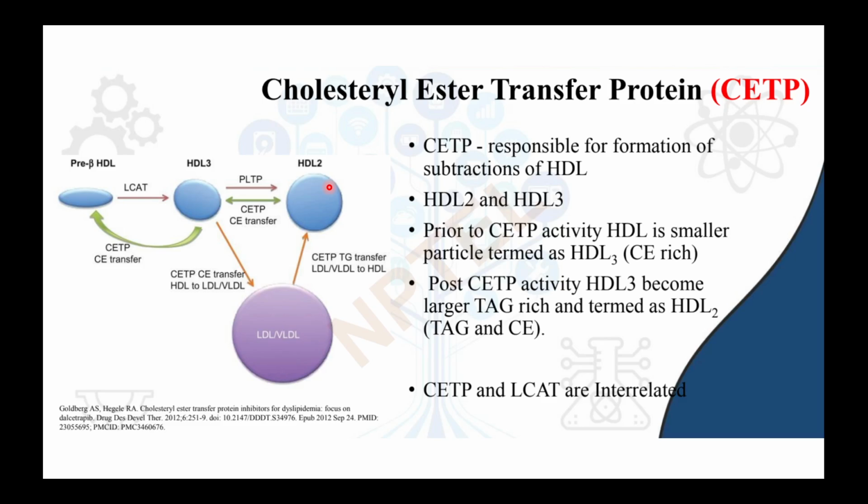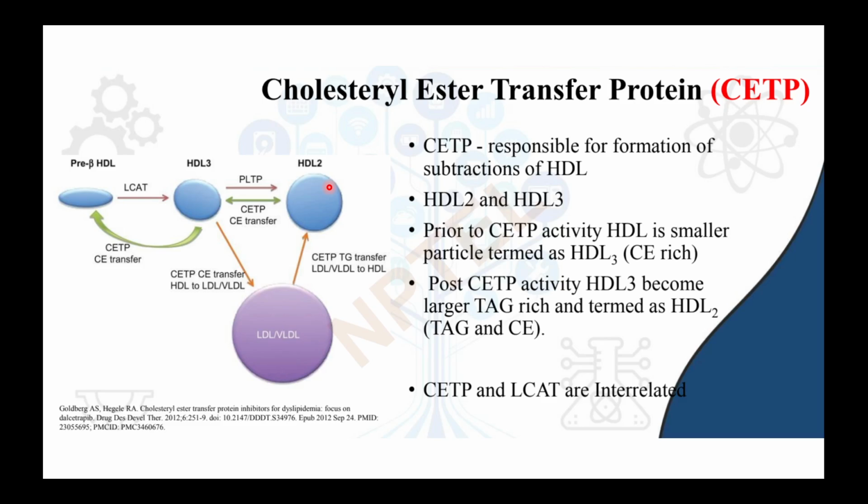Prior to CETP activity, HDL is a smaller particle termed HDL3. I told you it is CE rich, so it is smaller. Post CETP activity, HDL3 becomes larger and TAG rich, and it is termed HDL2 because it has both triacylglycerol and some amount of cholesterol esters left.